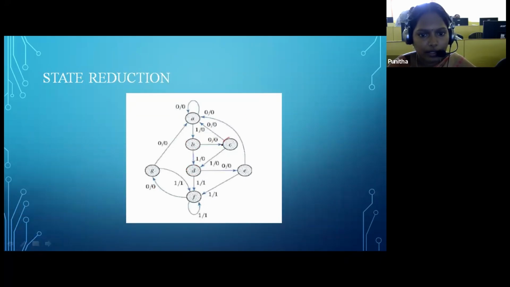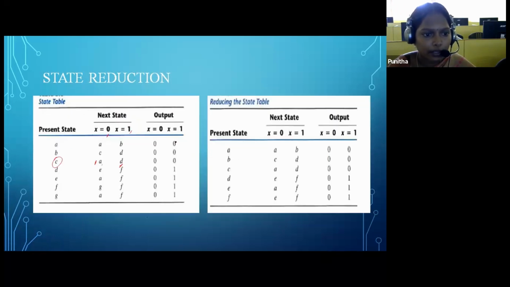I am at state C. If I apply 0, what will be the next state? It is A. If I apply 1, the next state will be D. So for C, for 0 the next state is A, and for 1 the next state is D.